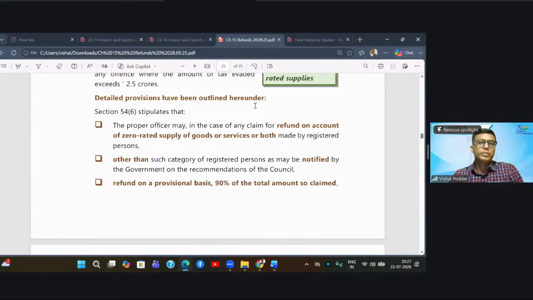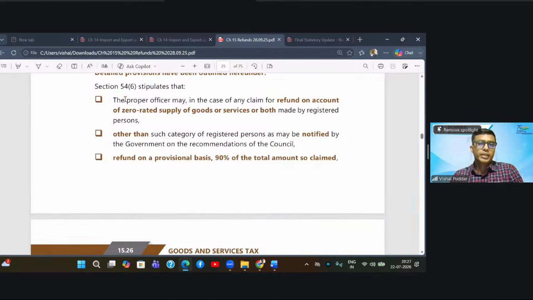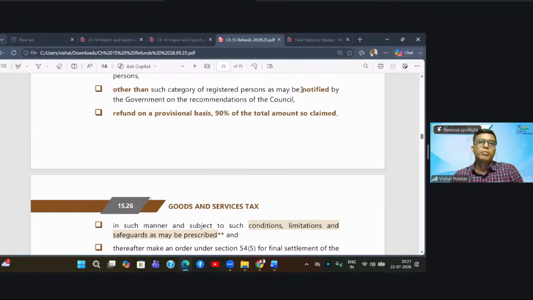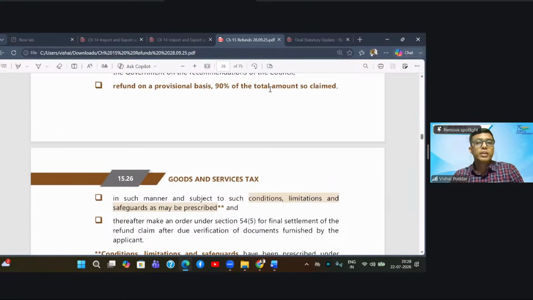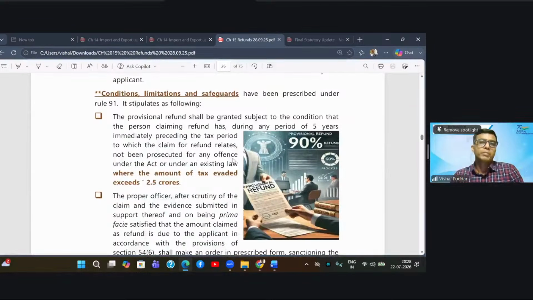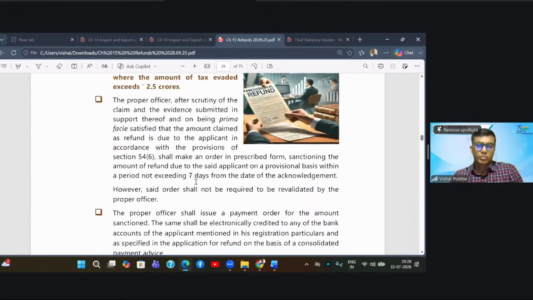Now, detailed provisions are as under. So 54(6) states that the proper officer may, in case of claim of refund on account of zero rated supplies by a registered person other than such category of persons as may be notified, provisionally refund 90% of the total amount. So in case of zero rated supplies, he will refund 90% of the total amount within 7 days. Provisional refund shall be granted subject to the condition that the person claiming refund has, during any period of 5 years preceding the tax period to which the refund relates, not been prosecuted under the Act for an amount exceeding 2.5 crores.